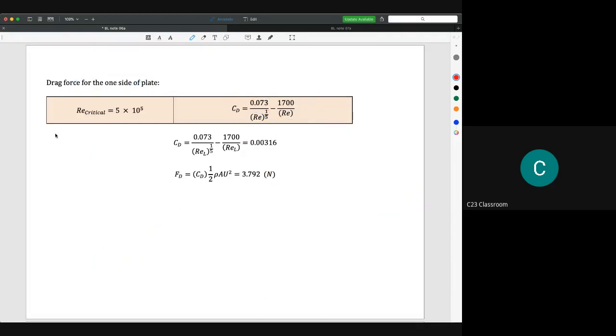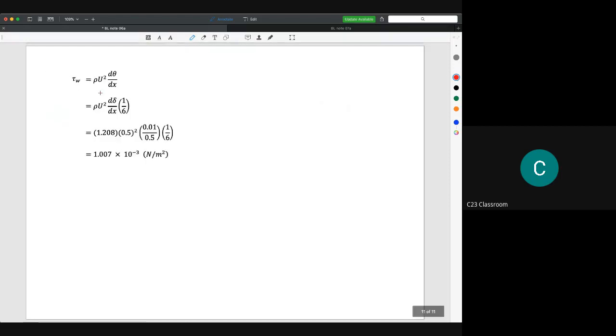So we have this note. Because we take the critical Reynolds number as 5 times 10 to the power of 5, the CD here is 0.073 over Reynolds number to the power 1/5 minus 1700 over Reynolds number. So we get 0.00316. Then we substitute into this equation, and we get the drag force for one side of the plate as 3.792 newtons.